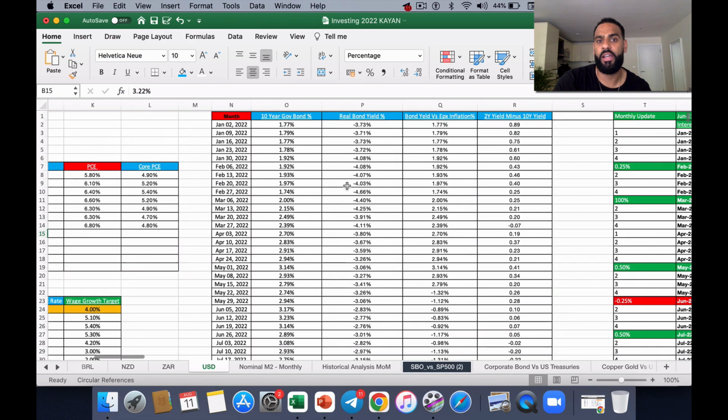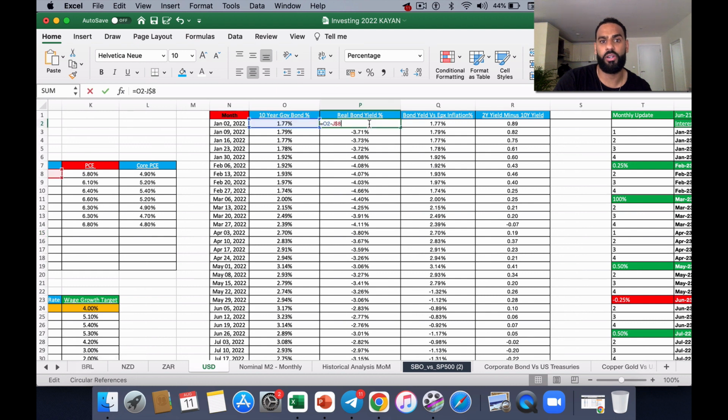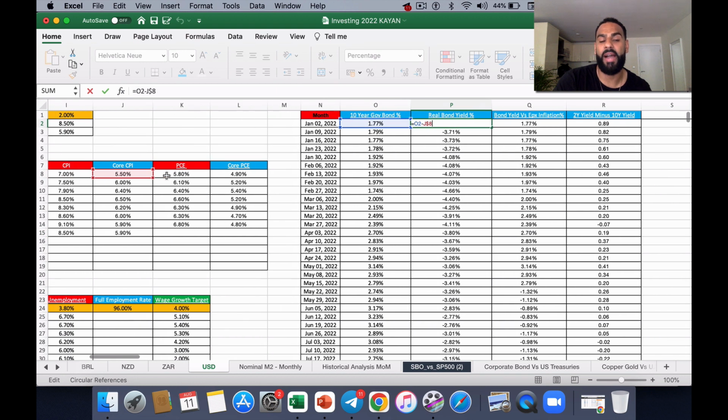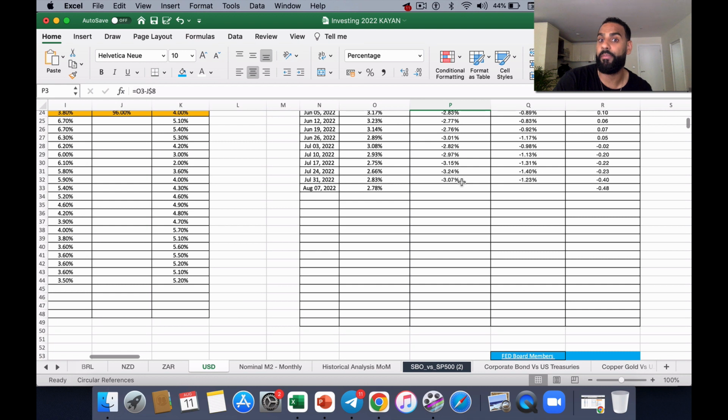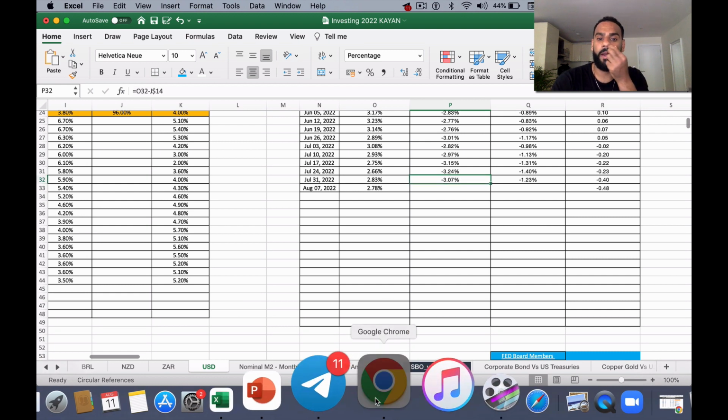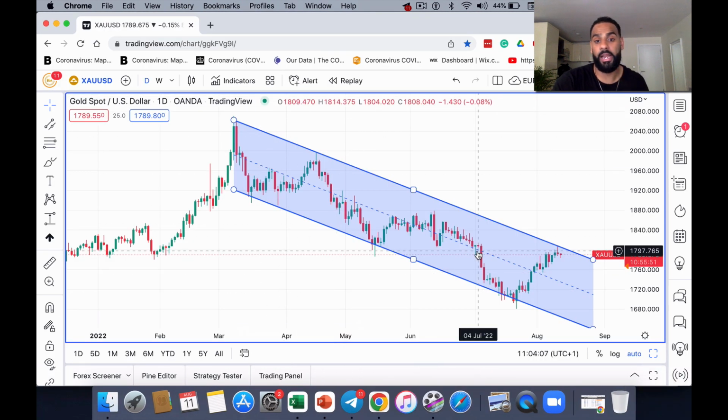Okay, guys, and you can see in 2022, when we have a really good snapshot of the United States, the real rate, so this is the 10-year government bond minus core inflation, has gone from minus 3.73% up to minus 3.07%. So it's improved. That is why you're seeing gold price decline.